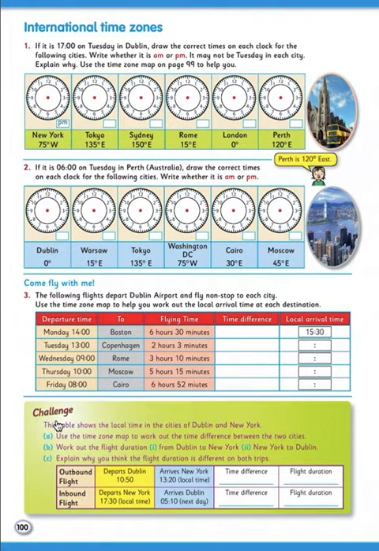Then the challenge. This table shows the local time in the cities of Dublin and New York. Use the time zone map to work out the time difference between the two cities. Okay, so you're just going to work out the time zone difference between Dublin and New York. A, you look at the map and say, what's the time difference between Dublin and New York? B, work out the flight duration from Dublin to New York and then from New York to Dublin. Explain why you think the flight duration is different on both trips.